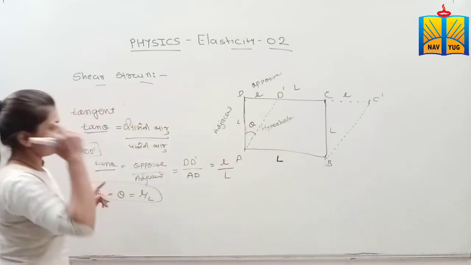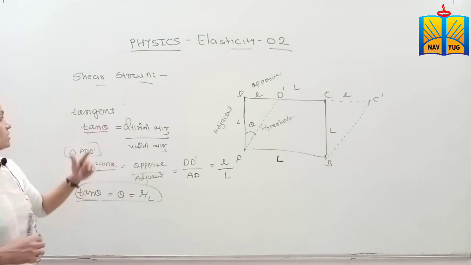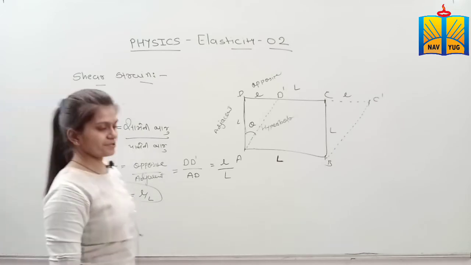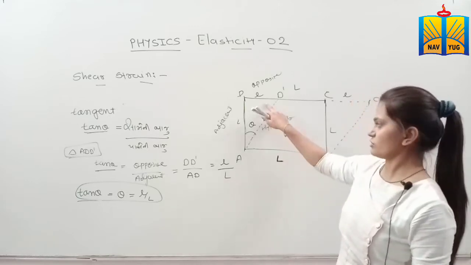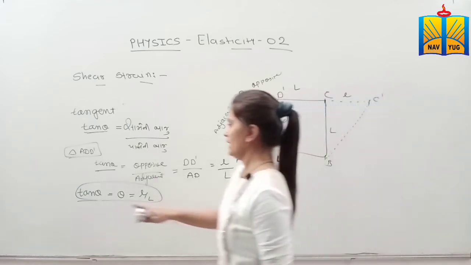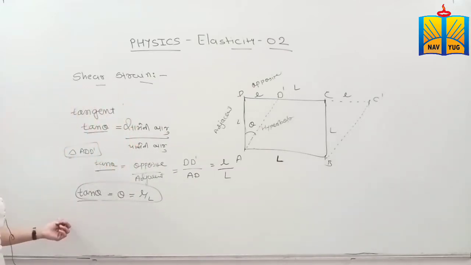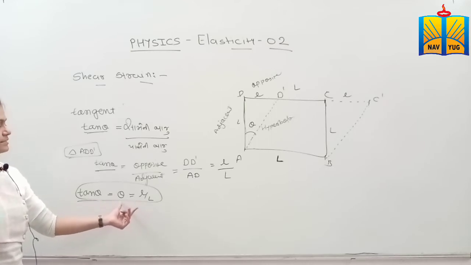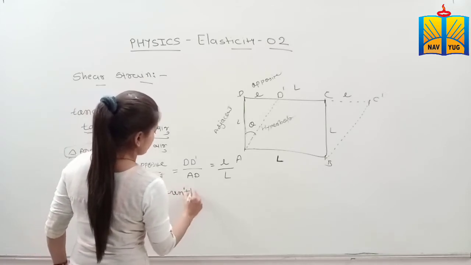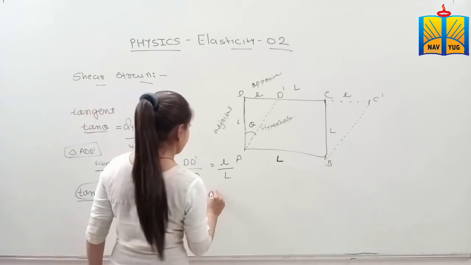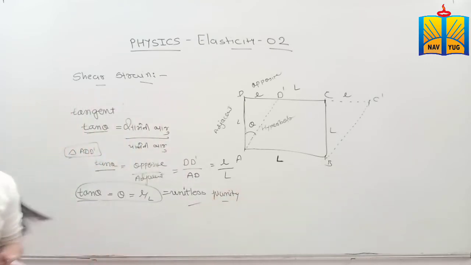So if we want to find the tan theta, if the change dd dash is equal to small l, so that tan theta is equal to opposite upon adjacent, that is dd dash divided by AD. Here dd dash, that is small l, and AD, that is capital L. So tan theta is equal to theta when theta is very small. At that time tan theta is equal to small l divided by L. This is also a unitless quantity because both are length. Are you getting my point?